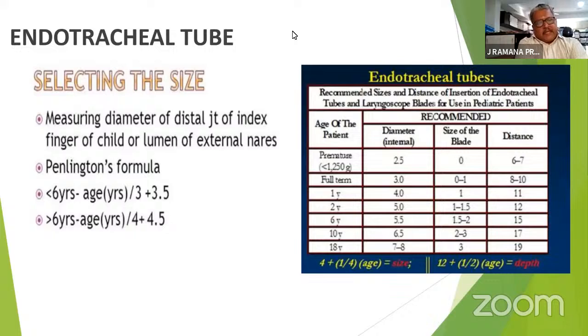How to select the size of the endotracheal tube? There is one formula called Cole's formula. This formula states that if age is less than 6 years, age divided by 3 plus 3.5. If age is greater than 6 years, age divided by 4 plus 4.5. You can also select the size of the ET tube by measuring the diameter of the distal phalanx of the little finger of the child, or the lumen of the external nares.